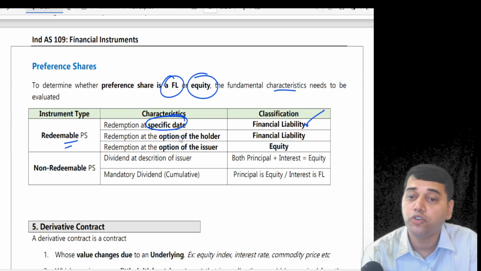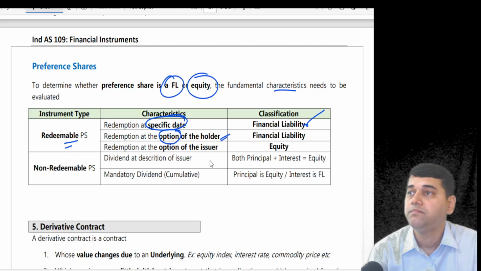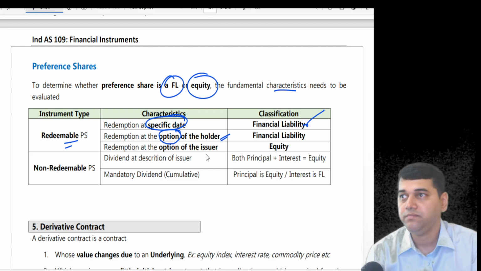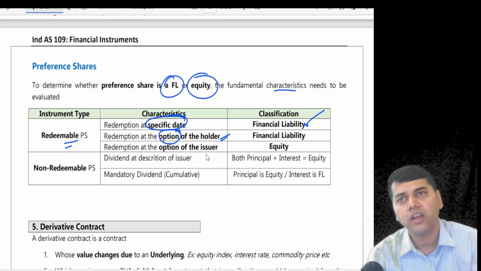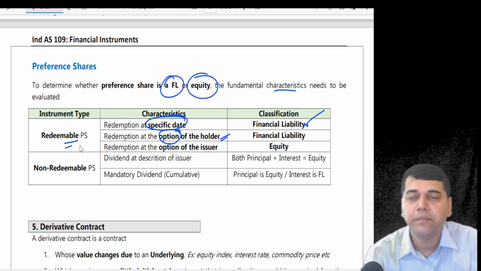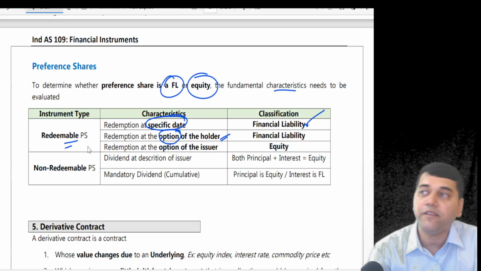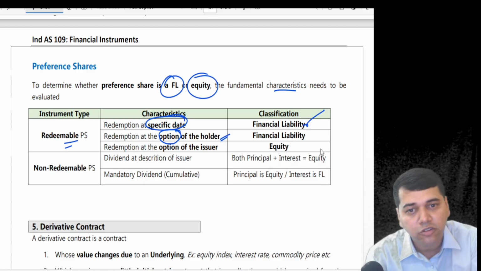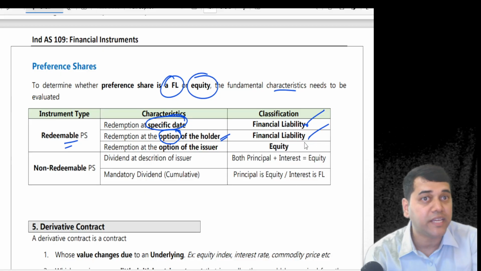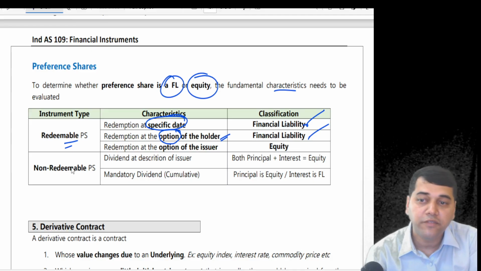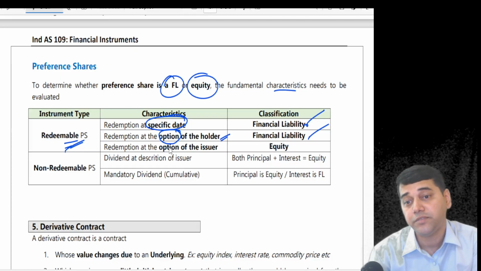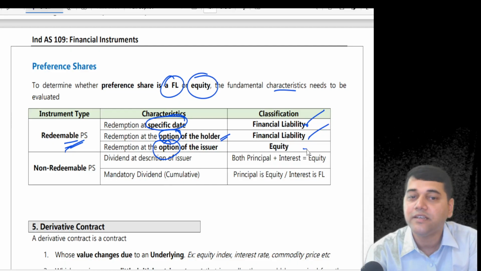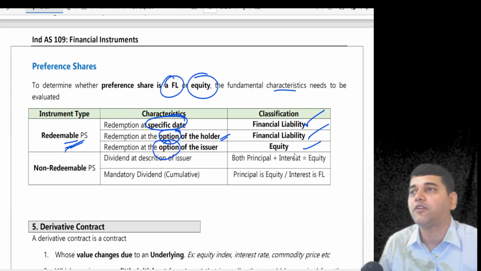Now, what if the redemption is going to happen at the option of the holder? That means if the holder wants, he will ask me for cash. Otherwise, he will continue, or he will say, give me shares. It is redeemable. That means if he wants, he will ask me for cash. In that case also it is a financial liability, because can you avoid paying cash? No. But if the redeemable preference shares you have issued and the redemption is at my option, then on day 1 only I will treat it as equity, because I will never exercise that option.